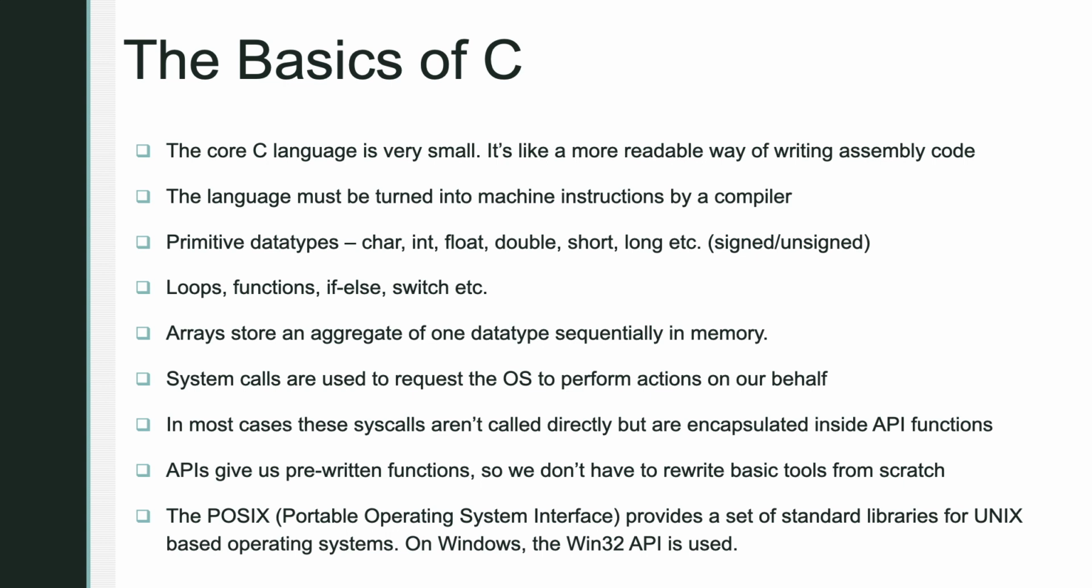So like I said, the core of the C language is very compact, and it's just another step above assembly language. The language must be turned into machine instructions by a compiler, and it consists of primitive data types such as chars, ints, floats, doubles, shorts, etc. And these each define a certain length of data.